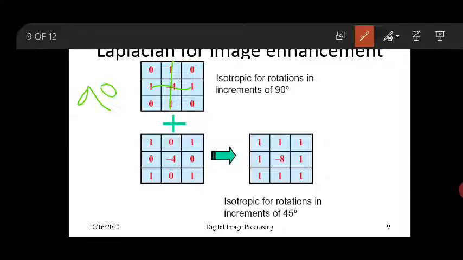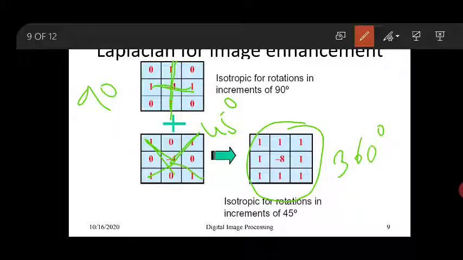If I want to make changes this way, it is at 45 degrees, because the changes you are measuring are along the vertical, up, down, and the right and the left. Now the change will be in a diagonal way, which is 45 degrees. Now isotropy means that if the changes are in all directions, it will be rotated through 360 degrees.